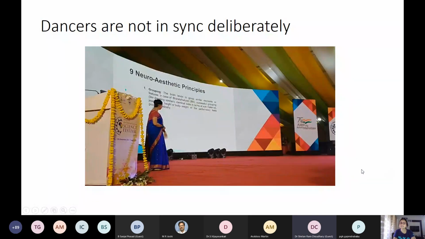The dancers are not in sync deliberately. Just have a look at it. Okay.